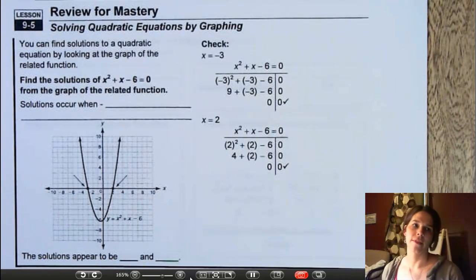Okay, 9.5 deals with solving quadratic equations by graphing. And remember, we've talked earlier in previous sections about how the solutions to a quadratic are the zeros of the quadratic. So we're looking for the zeros, and another name for those is solutions. So where it crosses our x-axis. The first way we're going to solve for these is simply by graphing.